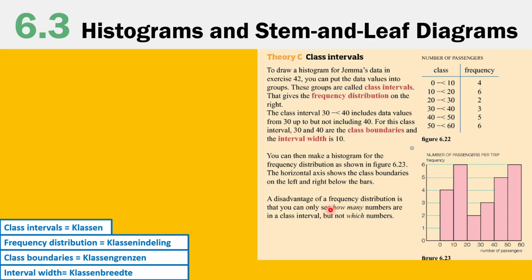A disadvantage of a frequency distribution is that if you only have a frequency distribution, you cannot quite well see which numbers are inside of this class, right? If the frequency is 4, this class can consist of the numbers 1, 2, 3, 4, but also of 4, 5, 6, 7, and even of 9999, right? You don't know that. So you know how many numbers are inside of a class, but you don't know which numbers.